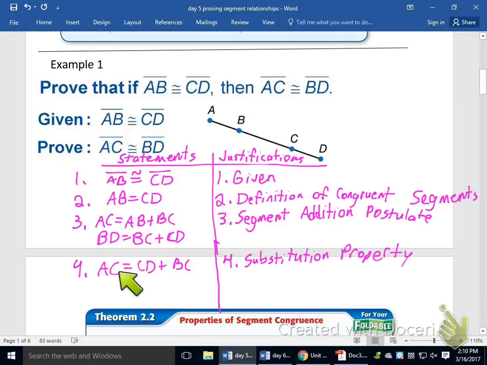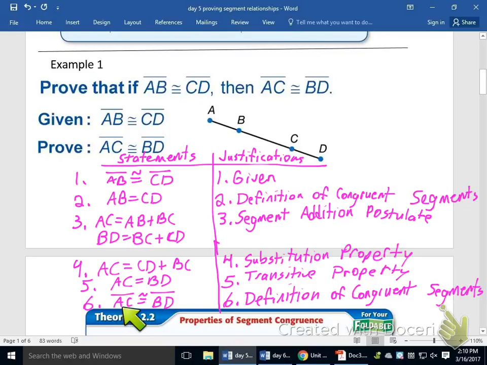Now I've got that AC is equal to CD plus BC. BD is equal to the same thing. They do now equal each other by transitive property. So my statement 5 will be that AC equals BD by transitive property. Then once I've gotten that, I'm going to use definition of congruent segments again to say that the segments themselves would be congruent. I do need that last step 6 to actually say that the segments are congruent by definition of congruent segments. I had that their measures were equal, so they are congruent. That wraps up this proof.